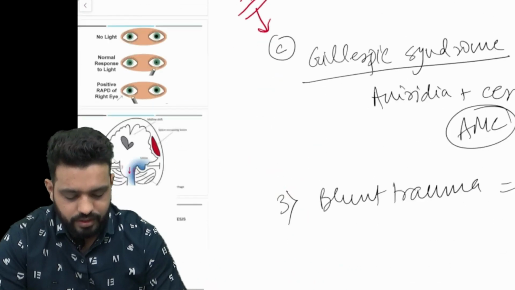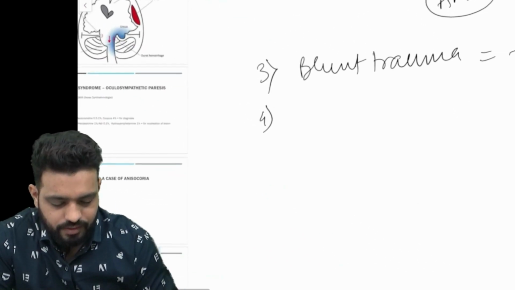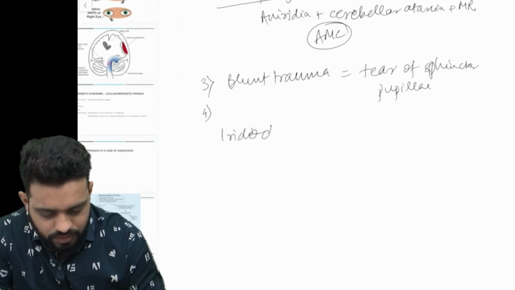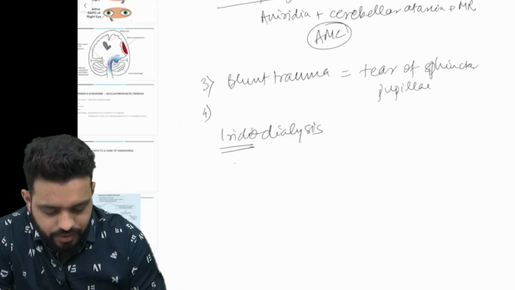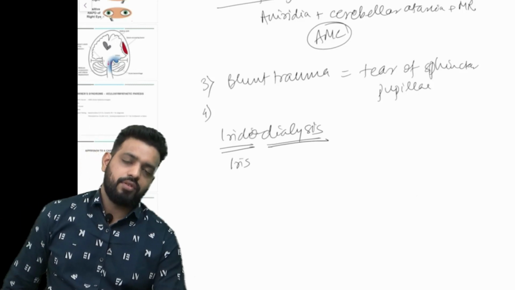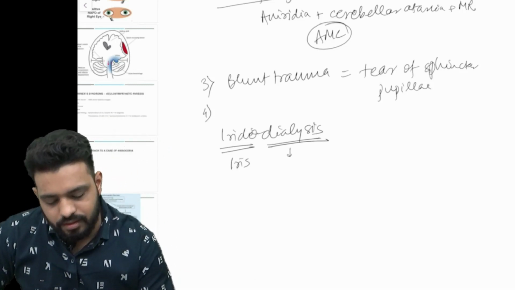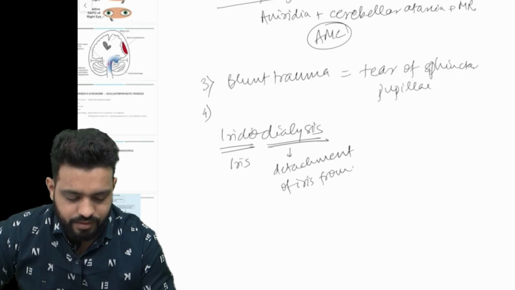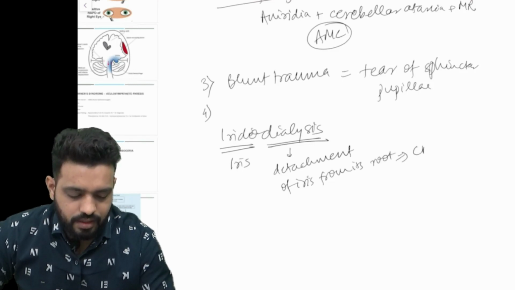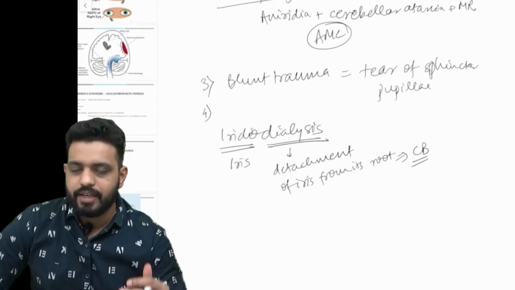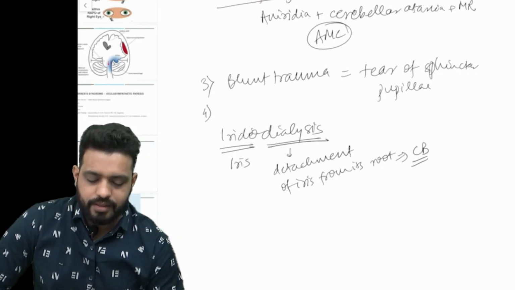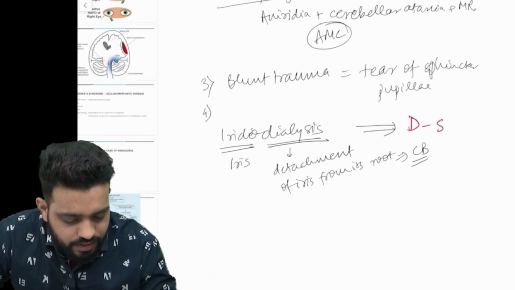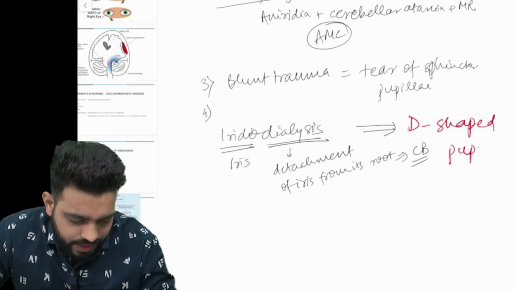The next very important is number 4, which we call as iridodialysis. Okay, irido means irises. Dialysis, don't think of renal dialysis. Dialysis here means detachment of iris from its root, that is ciliary body, CB, that is ciliary body. So whenever iris gets detached from the root, we get something known as iridodialysis, and the shape of the pupil classically defined as D-shaped pupil. Now let's see how and why we get a D-shaped pupil.